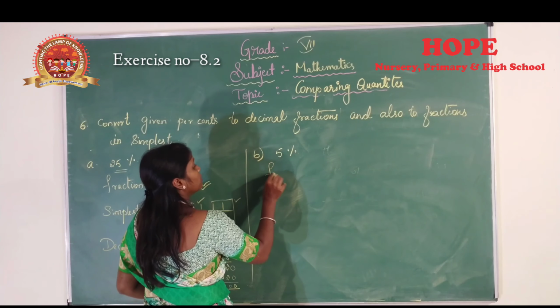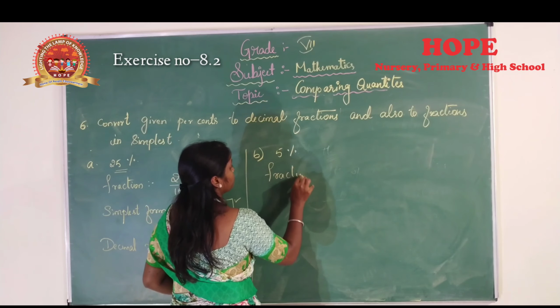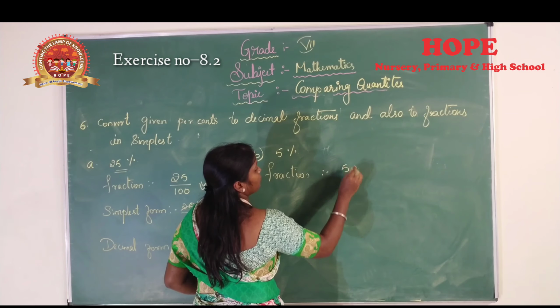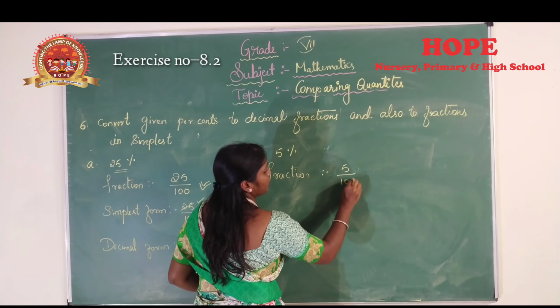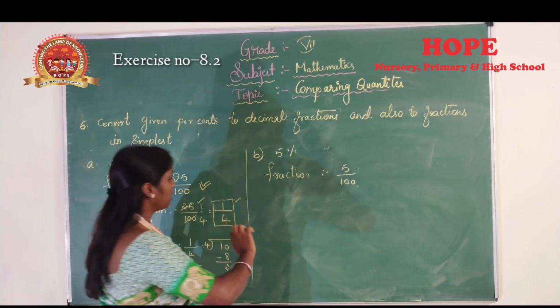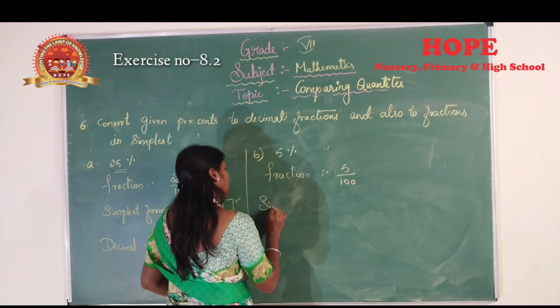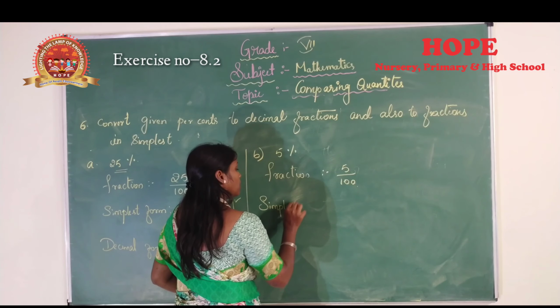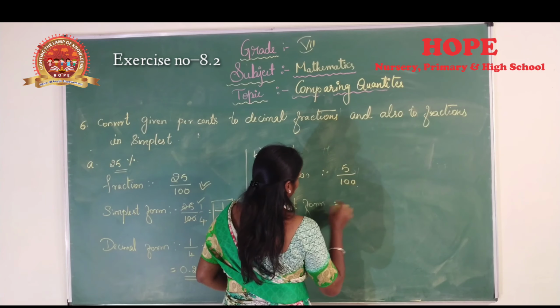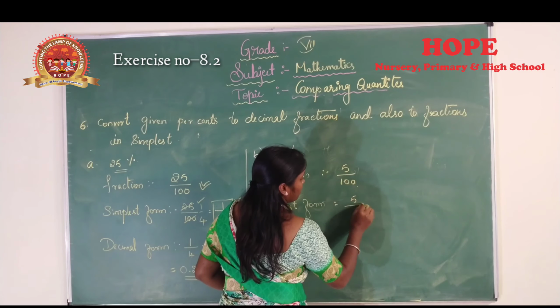5%. How to write 5% as a fraction? Fraction 5%, 5 divided by 100. Out of 100, 5%. 5 divided by 100. Then the simplest form of the given fraction 5 by 100.